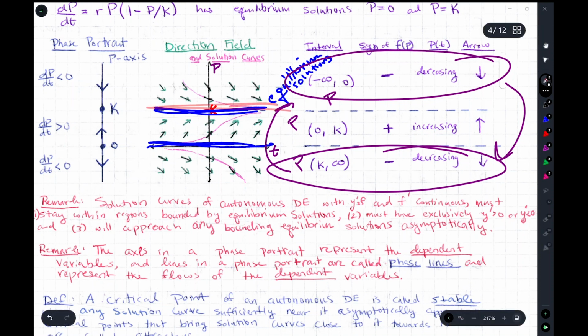Well, because we have unique solutions. These horizontal lines, say p equals k, is a solution. And so it's the unique solution that runs at any point along this horizontal line, which means no other solution curve could intersect that horizontal line. And so that's what that's telling you.